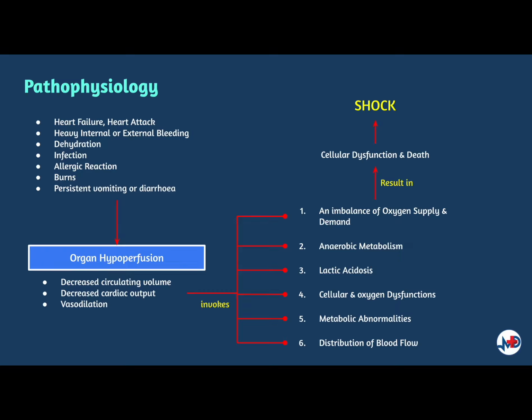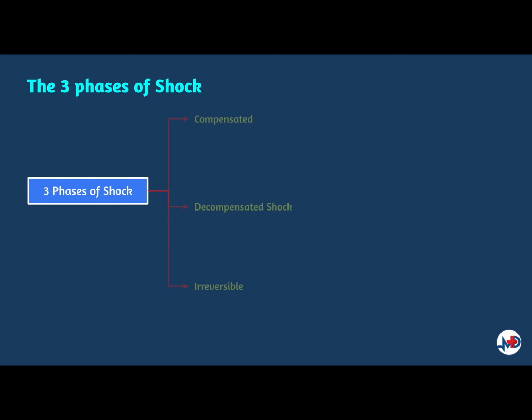Mechanisms may involve decreased circulating volume, decreased cardiac output, and vasodilation, sometimes with shunting of blood to bypass capillary exchange beds. So the 8 main causes of shock can be due to heart conditions or heavy metal or external bleeding, dehydration, infection, severe allergies, spinal injuries, burns, or persistent vomiting or diarrhea.